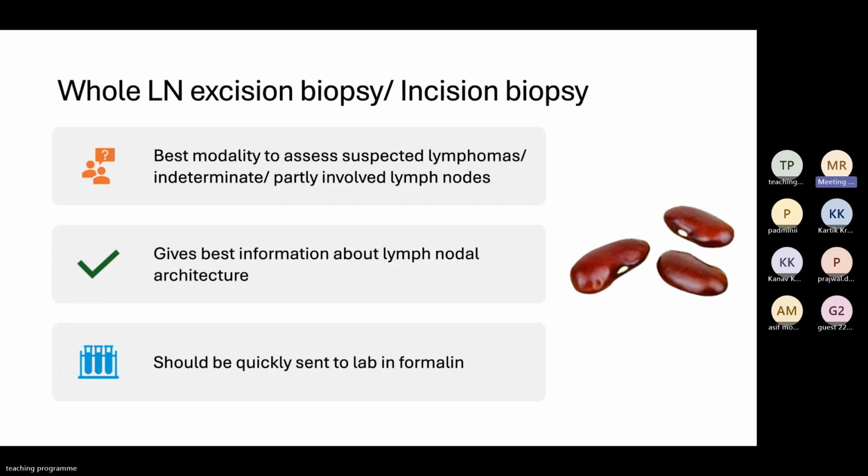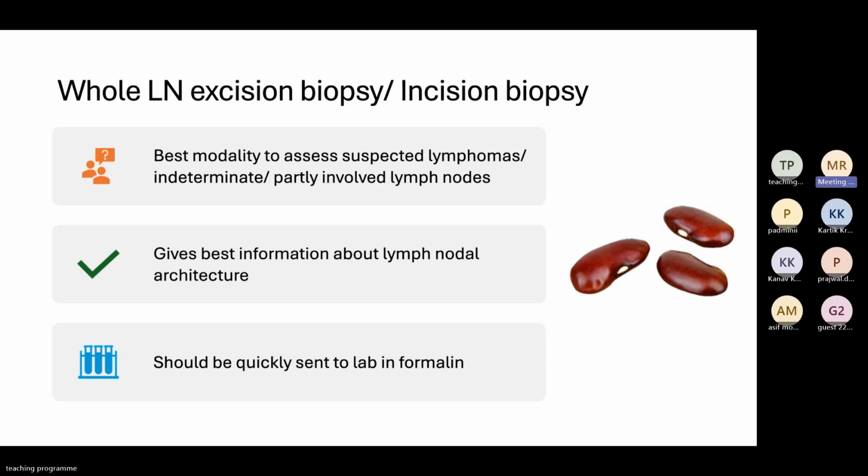Now, whole node excision biopsy or an incision biopsy is the best modality to assess suspected lymphomas, or indeterminate nodes on imaging, or partial involvement of lymph node. It gives the best information. The importance is that it gives an overall lymph nodal architecture. So subtle changes, any background changes are better visible in the whole node biopsy.